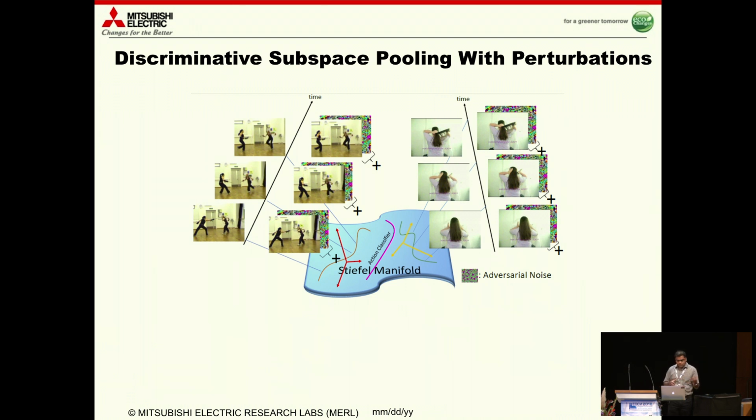So now coming to the overall architecture of our system. Basically, you have input videos, and you extract features from it. And then you have a CNN trained on the actions in general, and then you create adversarial perturbations. You create these two sets, the X and Z, and then learn a discriminative subspace separating the two classes. And then use these subspaces as representations for your videos.